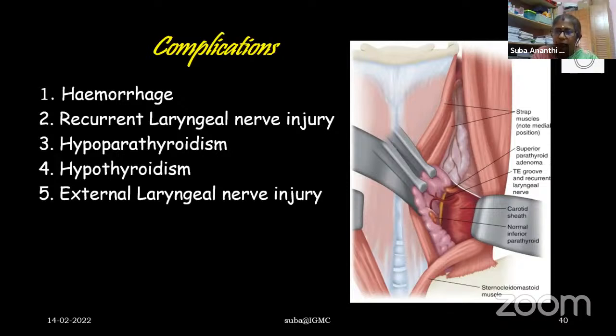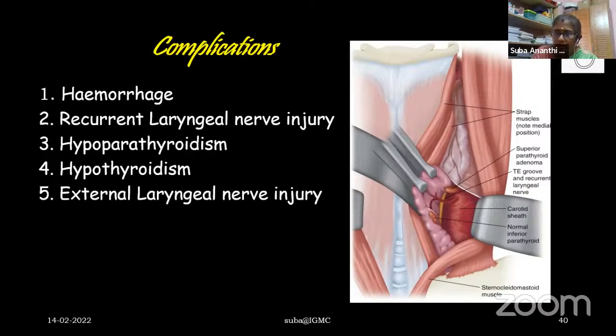So what they do is, before ligating the inferior thyroid artery, look for the recurrent laryngeal nerve, preserve it, then ligate the vessel. The third common complication is hypoparathyroidism. The parathyroid gland should not be removed with the thyroid gland. So the artery to the parathyroid gland, the inferior thyroid artery, should not be ligated. This artery, which is the blood supply to the parathyroid, should be preserved.